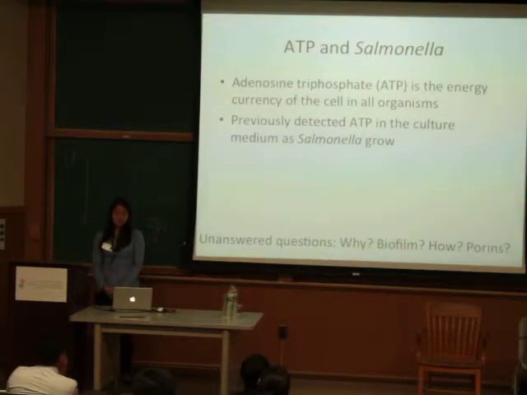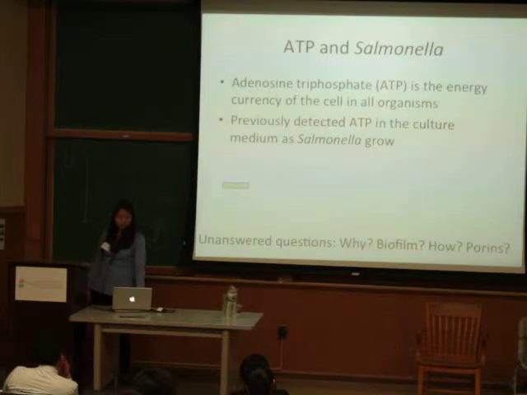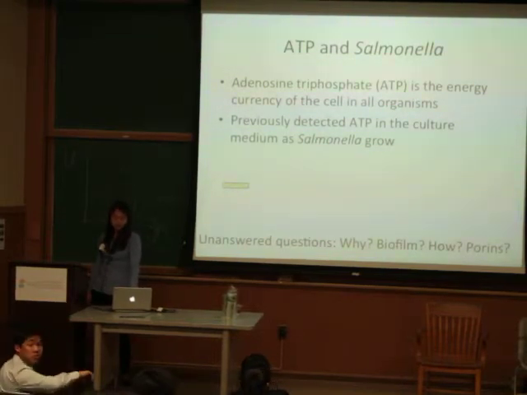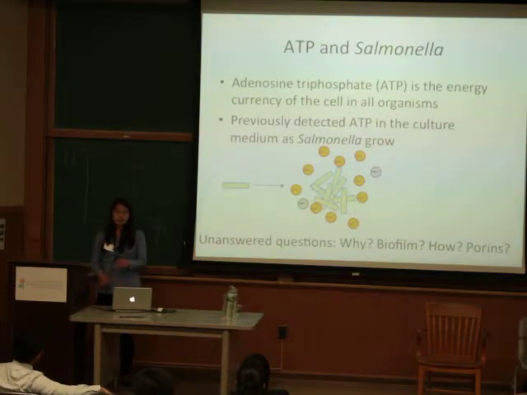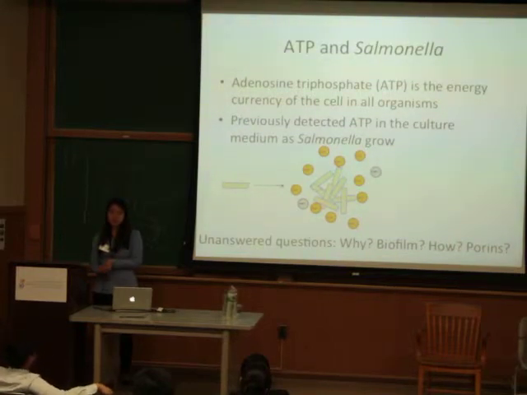Adenosine triphosphate, also known as ATP, is the energy currency of the cell in all organisms. We have previously detected ATP in the culture medium as Salmonella grows. For example, if this is a single cell of Salmonella and it grows, we see a lot of ATP that is not in the cell and actually in the medium, and that's shown here with the yellow circles. There are some unanswered questions. We don't really know why they're releasing this ATP. It doesn't make a lot of sense because if ATP is energy, it would be more beneficial for them to keep it than to release it.